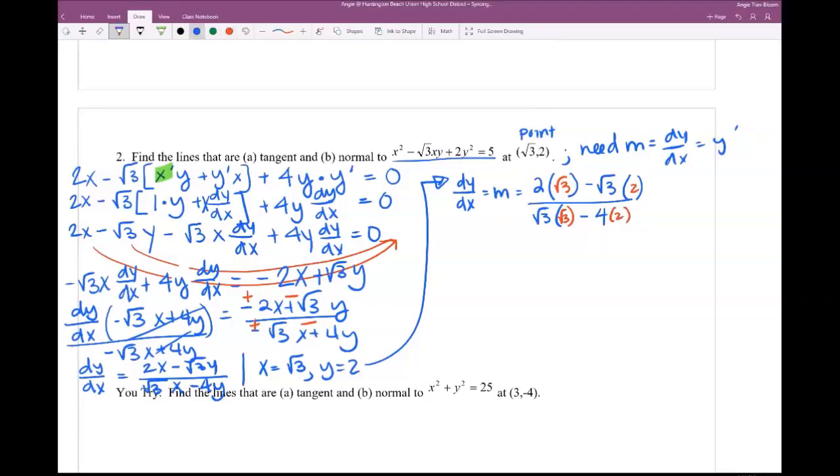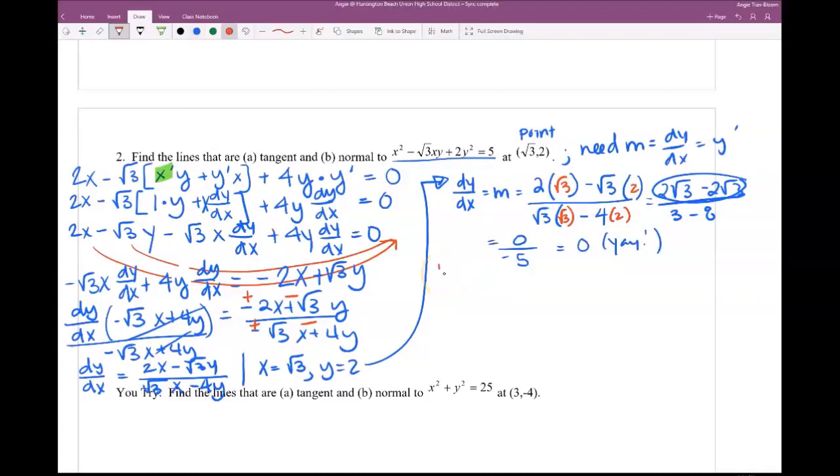Then let's simplify. Here we go. That's going to be 2 radical 3 minus 2 radical 3. Oh my goodness, that's 0 on the top. The bottom is really 3 minus 8, but that doesn't really matter, right? This is 0, so 0 over negative 5 is really 0. Yay, because that's easy. So your slope is 0.